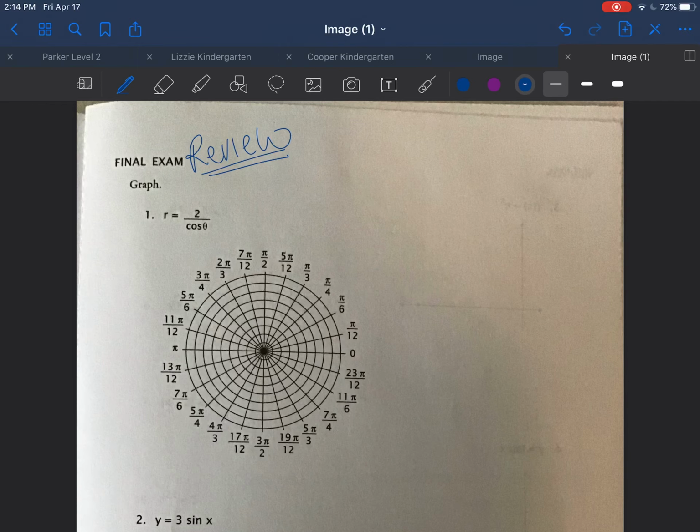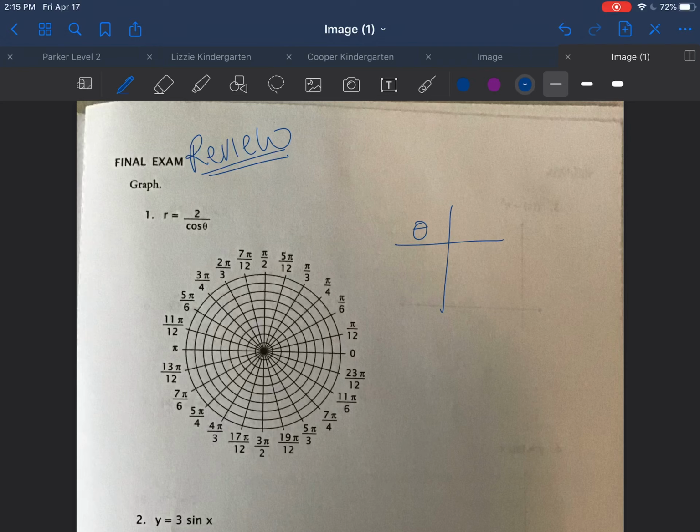Okay, number 1, graphing. This is r equals 2 cosine theta. The easiest thing to do is to one, recognize from the equation what kind of graph it will be. And 2 is to make a table of values in order to graph it. This one is going to graph a line for us.